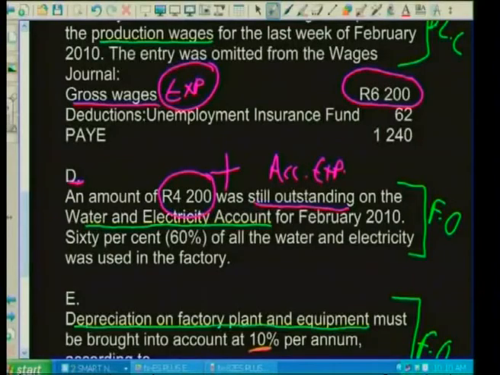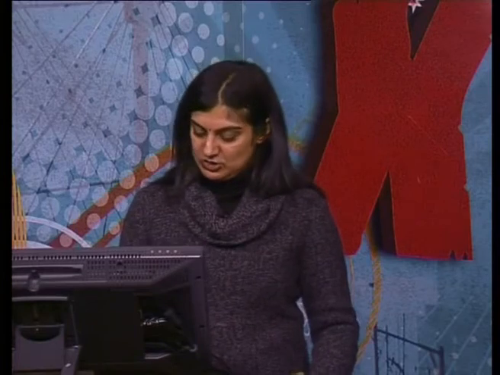60% of all the water and electricity was used in the factory. And remember, I'm trying to calculate what was used by the factory itself. So I've got there 60% was used in the factory. So what I'm going to do with this adjustment, guys, I'm going to first add on my 4,200 and then I'm going to calculate 60% on that total to take it to my factory overheads as my expense for water and electricity. So let's do that, and I'm going to use this bit of space here to do the calculation.